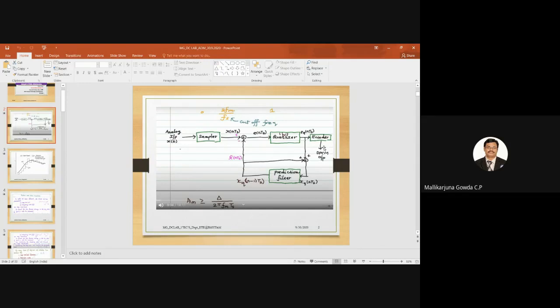You don't write here this as DPCM output, okay? You write it as delta modulation output.